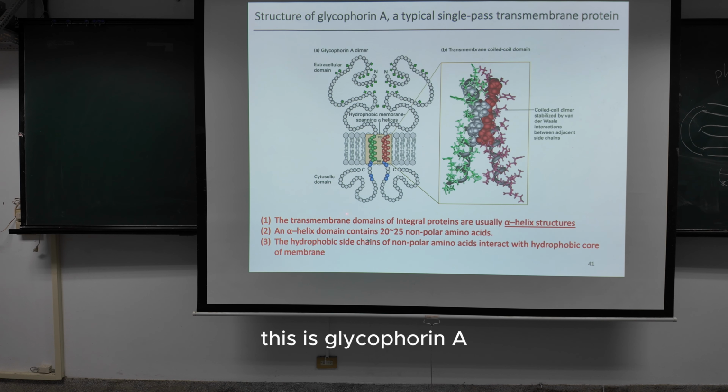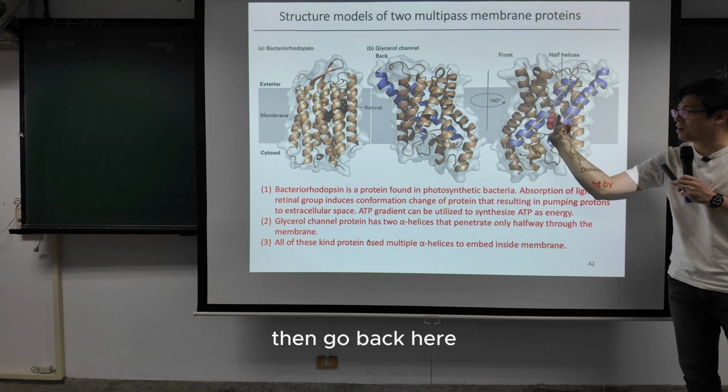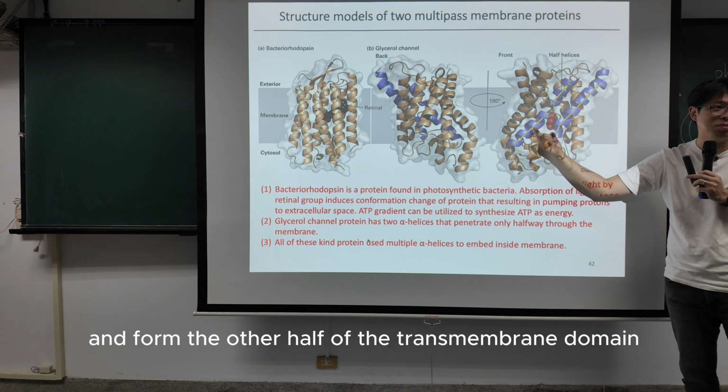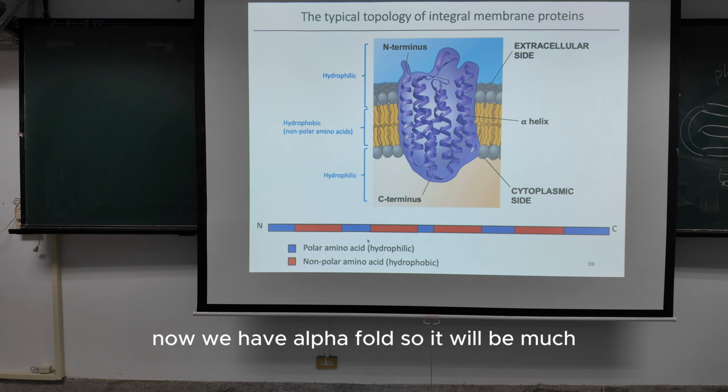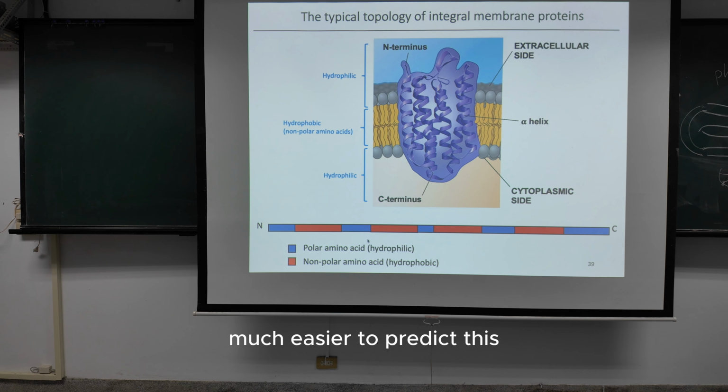But in some cases, it's not so easy to predict the number of transmembrane domains because they're really tricky. For example, here they use this soluble part to form half of the transmembrane domain, then go to the other side, then go back here and form the other half of the transmembrane domain. So if you check this, you don't see the typical length of a transmembrane domain. It's really easy to skip or ignore that part. So in some cases, you still need the 3D protein structure. Now we have AlphaFold, so it will be much easier to solve this kind of question.